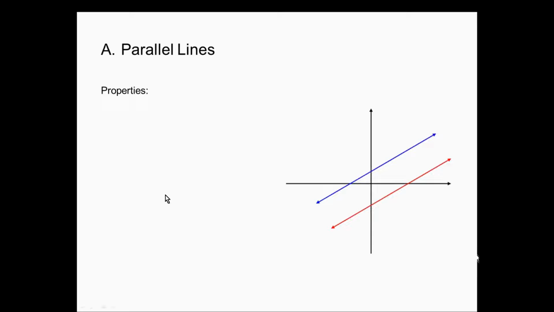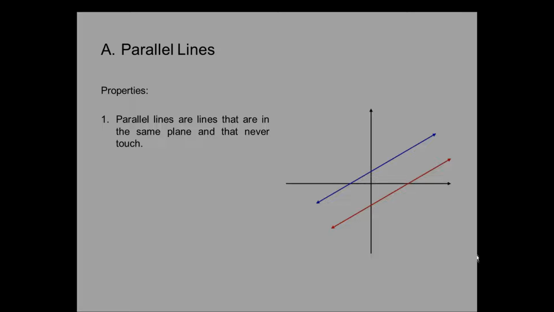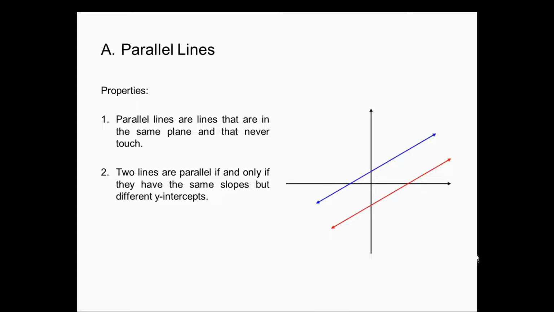My red line and my blue line are parallel. Notice they slant the same way. That would mean they have the same slope. So the properties. Parallel lines are lines that are in the same plane and that never touch. Two lines are parallel if and only if they have the same slopes but different y-intercepts.